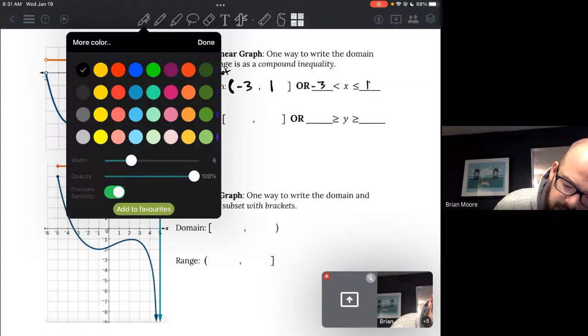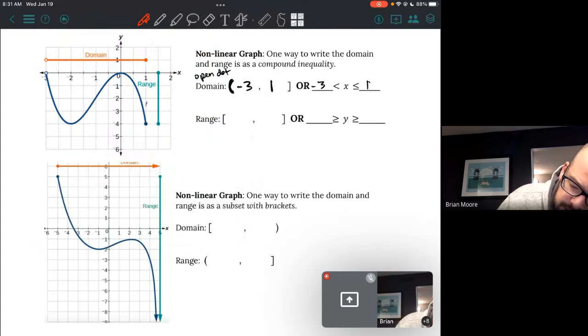Now let's change this pen color and I'll do the range. So you can see my range here. And the range can go from 0, because look, right here, it is actually 0 and it's touching. So it can go from 0, I'm sorry, let's do this. We always go from negative, so -4 all the way up to 0. So -4 to 0. And these signs are backwards.